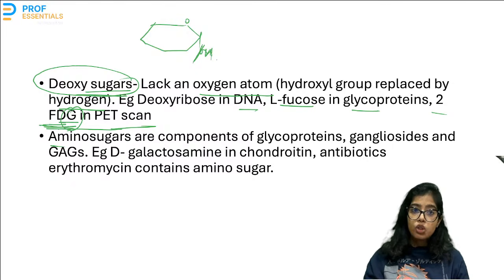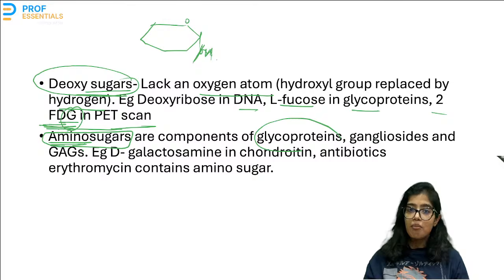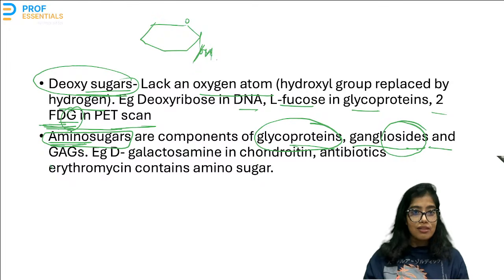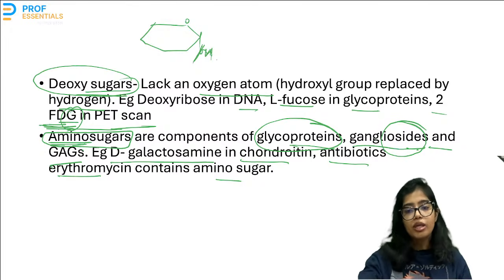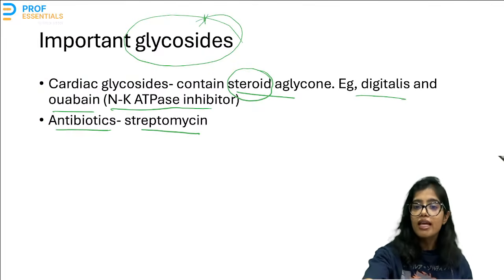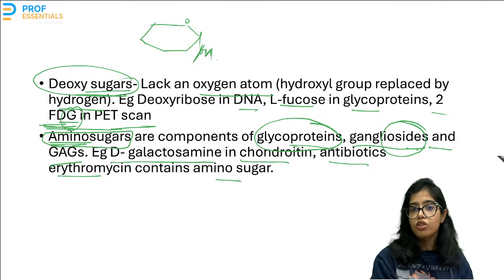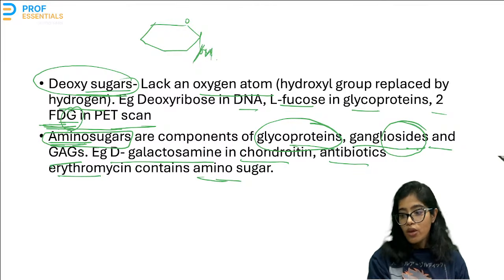Now comes amino sugars. As the name suggests, they contain an amino group. They are components of glycoproteins. Amino is synonymous with proteins. They're components of gangliosides. What are gangliosides? They also contain glycosidic bonds. And glycosaminoglycans like D-galactosamine, which is present in cartilage, chondroitin. Antibiotics like erythromycin contain amino sugar. So one antibiotic, streptomycin, contained glycosides. Another antibiotic, erythromycin, contains amino sugar. So this is very important.